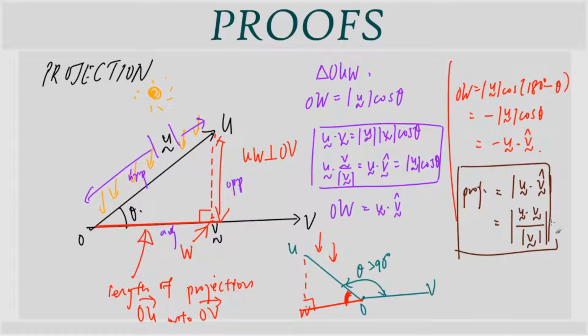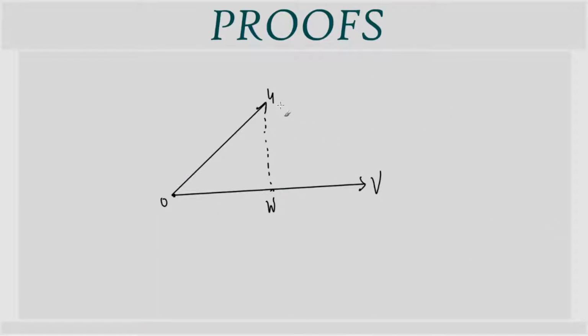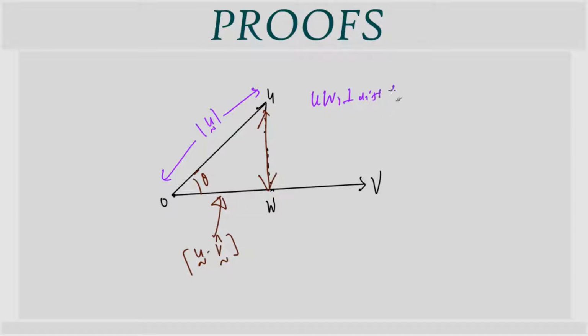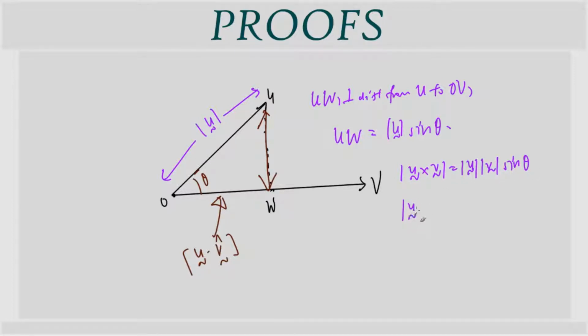And in another case, we are using sine instead. So in this case, you want to find the perpendicular distance from U to OV instead of OW. So this was the formula we found earlier, U dot V hat. And using the same train of thought, with modulus of U as the hypotenuse, we have UW, which is the perpendicular distance from U to OV. We have UW is equal to the modulus of U times sine theta. And take note, we have the modulus of U cross V is equal to the modulus of U times modulus of V times sine theta. Dividing by modulus of V on both sides, we have U cross V over modulus of V, which also happens to be U cross the unit vector of V, is equal to modulus of U sine theta.